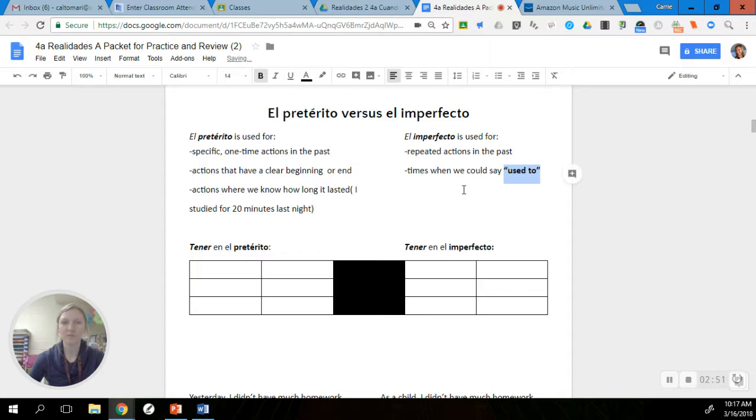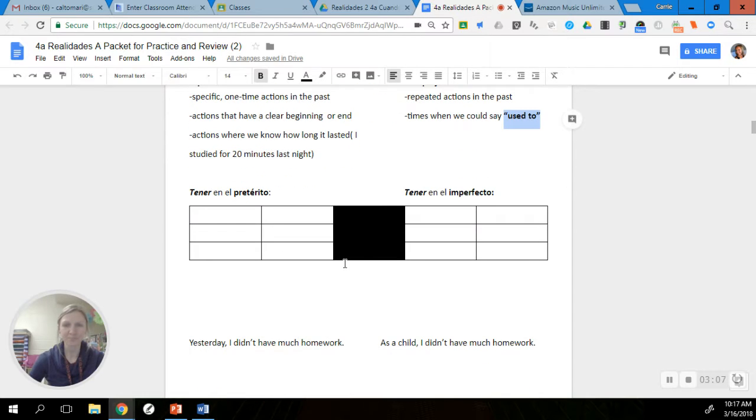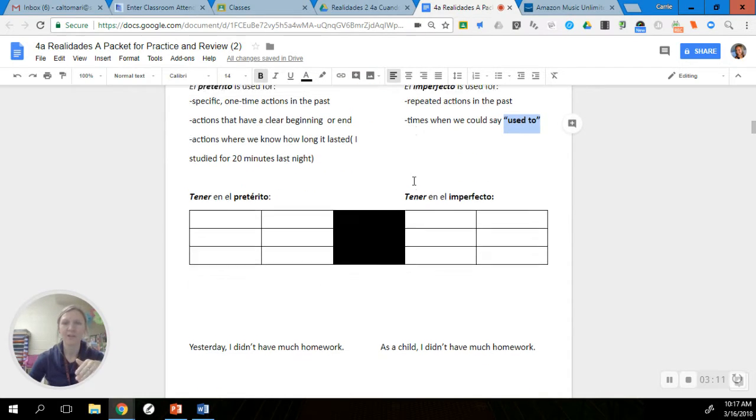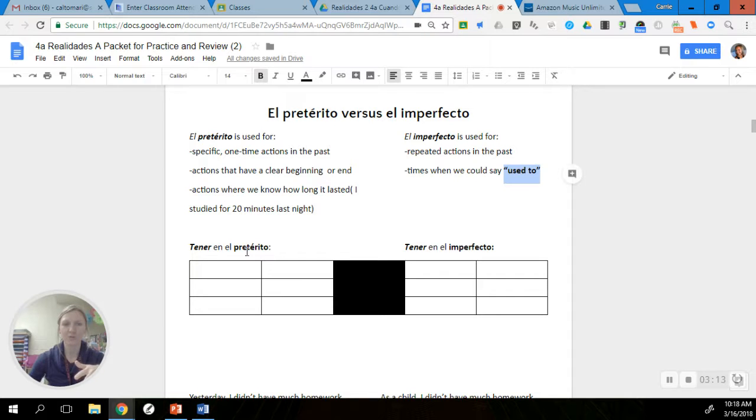That's what I want you to really think of right now. The pretérito and imperfecto main difference is one-time action versus being something you used to do all the time. There's other ways to use them, but right now these are the only two ways we're going to focus on, and then we'll slowly add more ways to differentiate between the two. So when you've got tener en el pretérito y el imperfecto, they're going to have different endings.